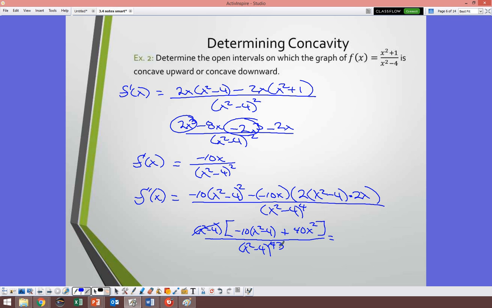All right, I have negative 10 x squared plus 40, and then I'm going to have plus 40x squared. All of that is going to be over my x squared minus 4.